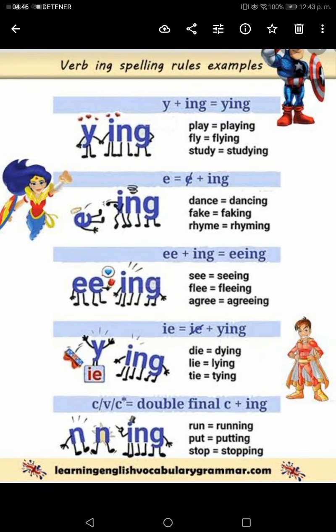Now, it's important also, guys, to remember the ing rules. Yes, when we make a verb into present participle, that means ing, gerund form, we need to add these three letters at the end, but we have some special rules.